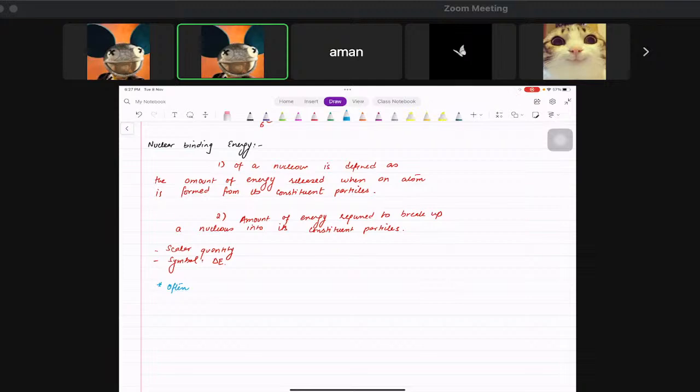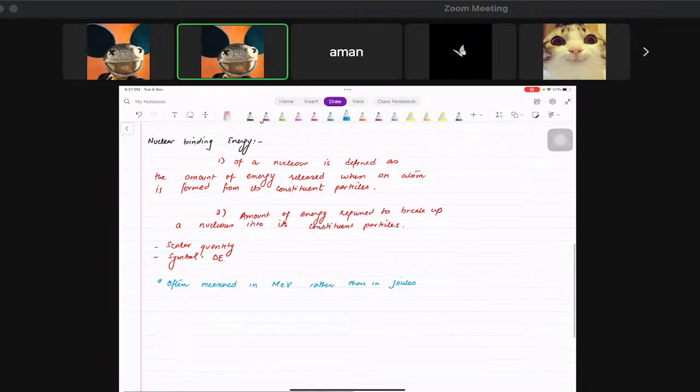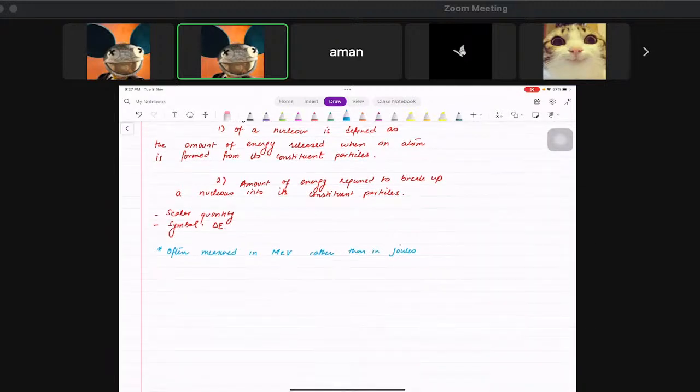Good luck with that. So often it is measured in mega electron volts rather than in joules. You will find mega electron volts all the time. Now, what exactly is this MeV? In AS, we learned that 1 electron volt is equal to 1.6 times 10 raised to minus 19 joules. You need to remember that. So 1 mega electron volt is basically 1.6 times 10 raised to minus 13 joules. Mega means 10 raised to power 6, right? So that's fine. Now you have to remember that.